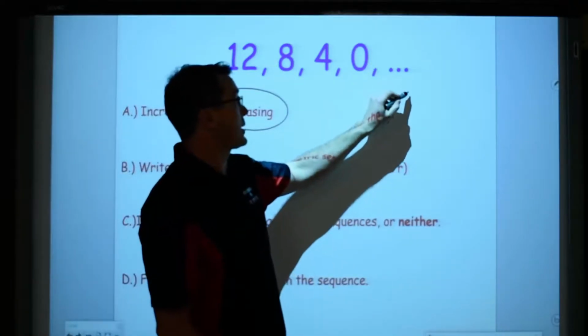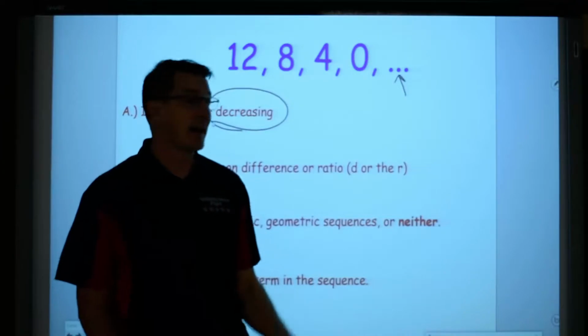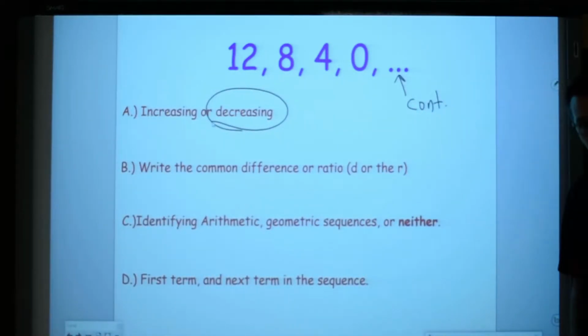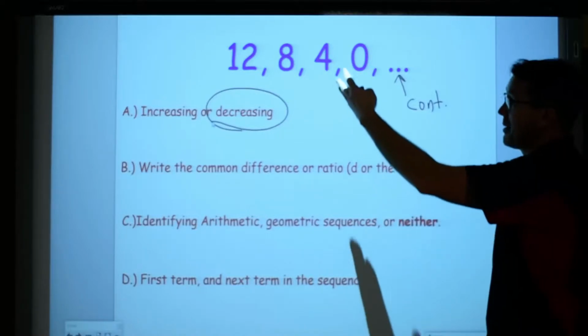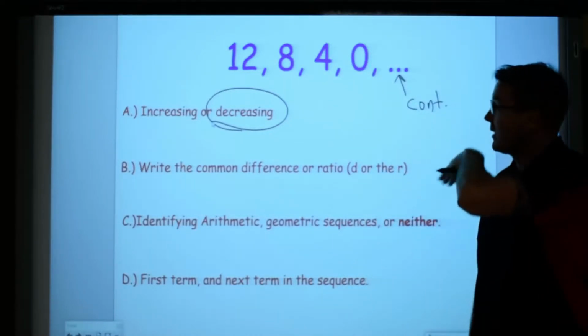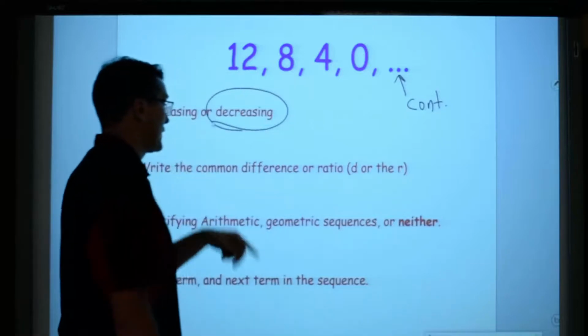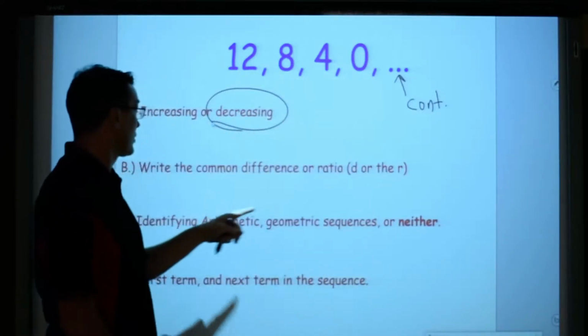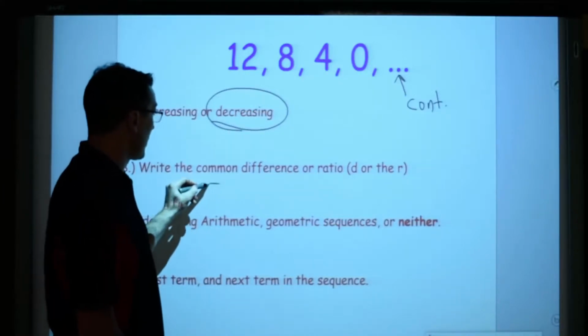And by the way, these 3 dots are just a way of writing continue. It means the pattern continues. You have to put the 3 dots, dot, dot, dot, which means imagine that this pattern continues. And then it says, write the common difference or ratio. So I know that it's getting smaller, right, from 12 to 0. So I know it's decreasing, so it's going to be going down.